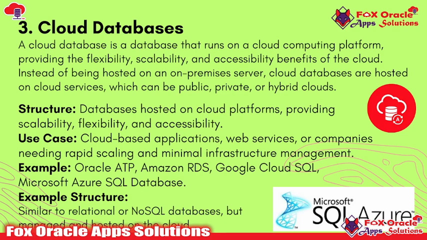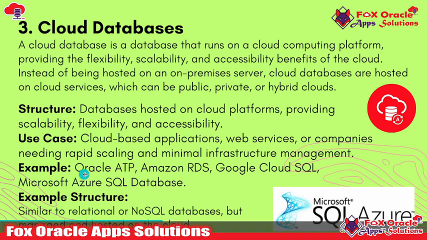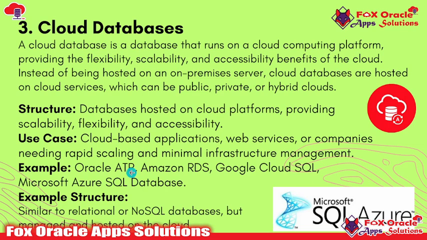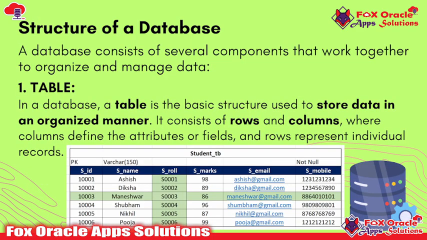An example of such a database is Oracle ATP. ATP stands for Autonomous Transaction Processing. In OIC, in the coming days when we learn new technologies, we will get to know about the Oracle ATP database. We also have Amazon RDS, Google Cloud SQL, Azure SQL Database, and many more available. We will come to know about all these things.